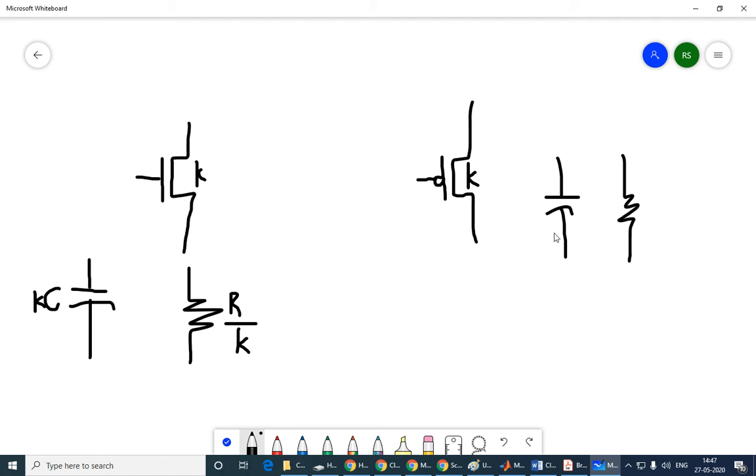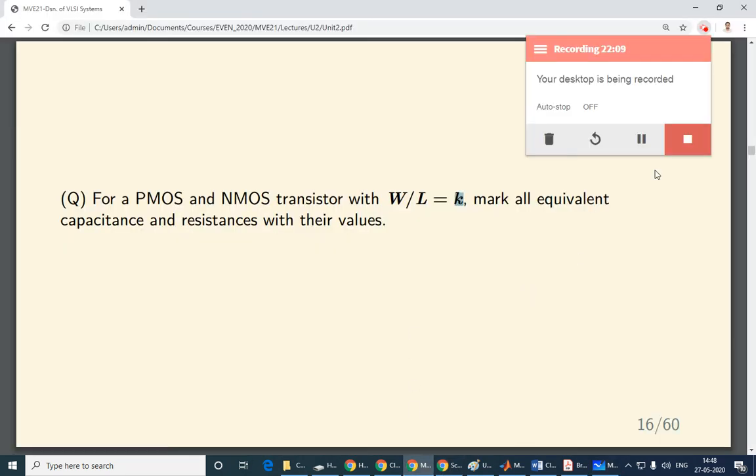And similarly, for a PMOS transistor, the capacitance, easy to write, is the same, K times C, but the resistance this time is 2R, because the unit resistance is 2R for a PMOS transistor, and since the W by L is K, the actual resistance is reduced by that much, whatever the W by L is. So this is a very important generalization to remember. K, K, K, K, K here and here, but for a PMOS transistor, the unit resistance is 2R, not R. So that is what we have here.